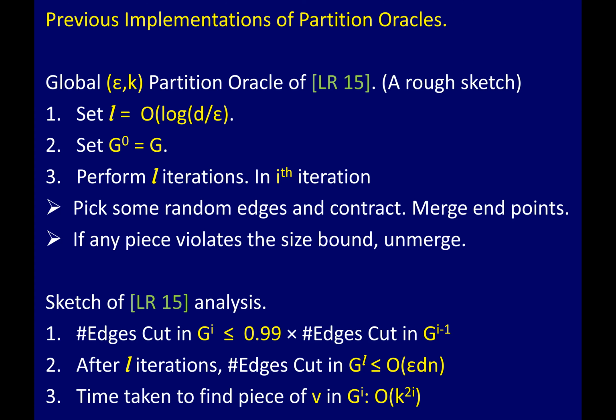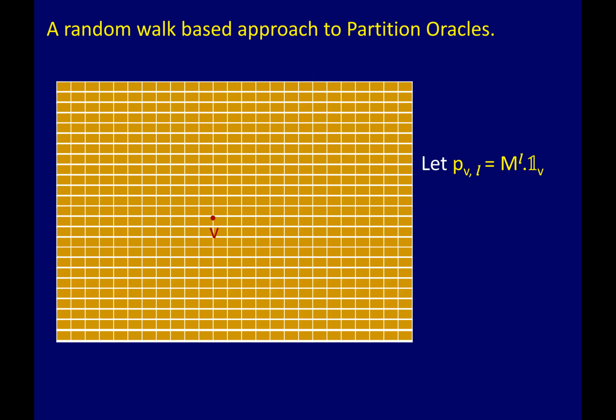So this takes me to our work, and now I can describe what we do in this current work. We develop a random walk based approach to designing partition oracles. I'll show my algorithm on the grid graph. You take the grid and you take some vertex v inside the grid. Let P_v^L denote the distribution over endpoints of an L length random walk started at the vertex v.